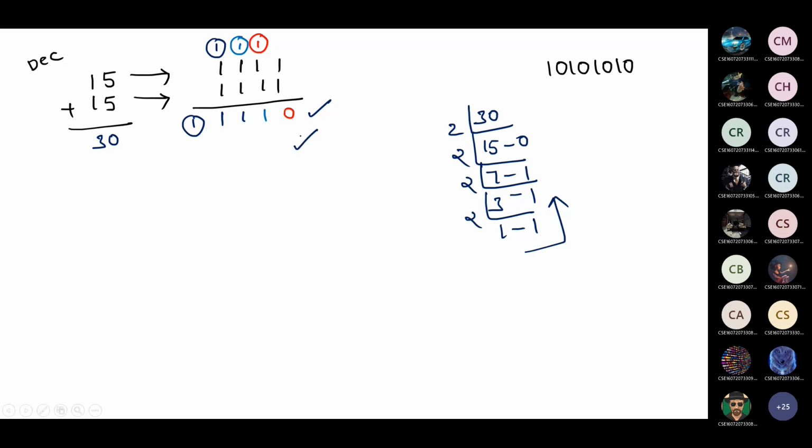Okay. Is it clear for everyone, or do you want me to solve a few more? Yes, clear, sir. Sir, do one more example. Explain that better, 99 plus 99 only, sir. 99. Okay.